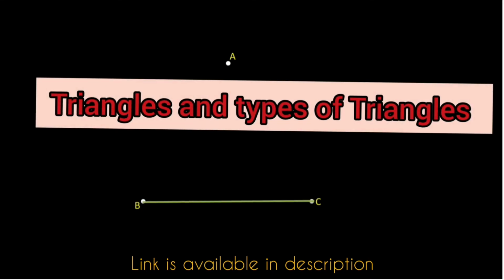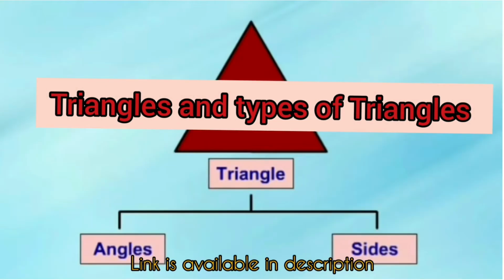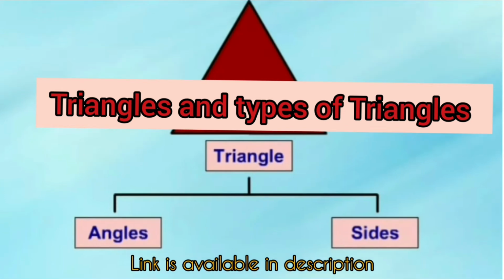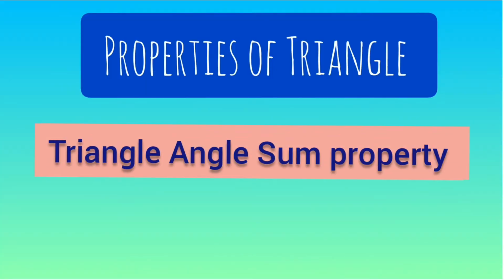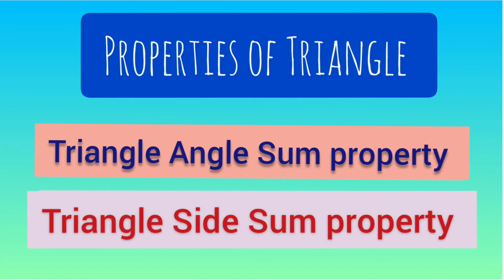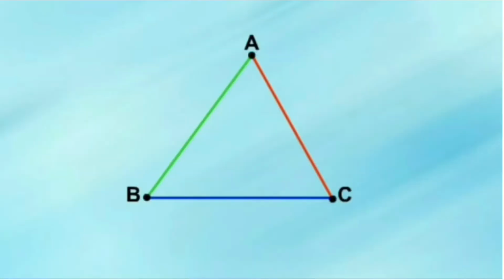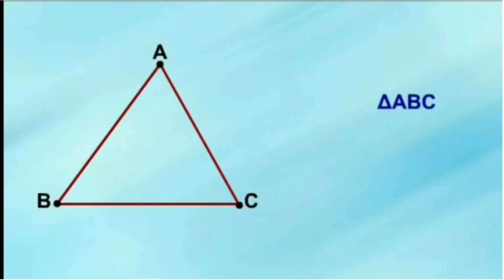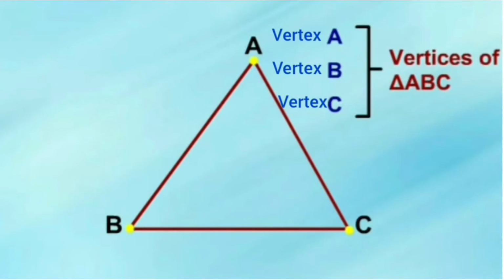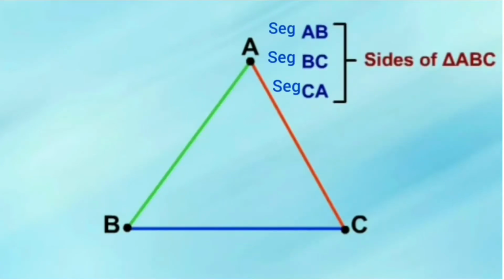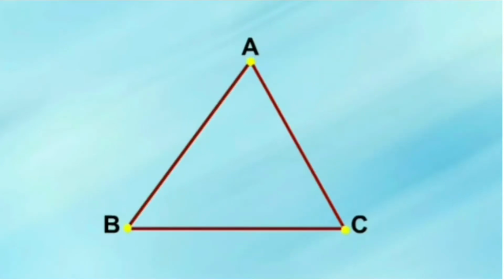In the previous video, we learnt about triangles and its types, right? Let us learn today triangle angle sum property and triangle side sum property. We know a triangle is a three-sided closed figure which has three vertices, three sides and three angles.